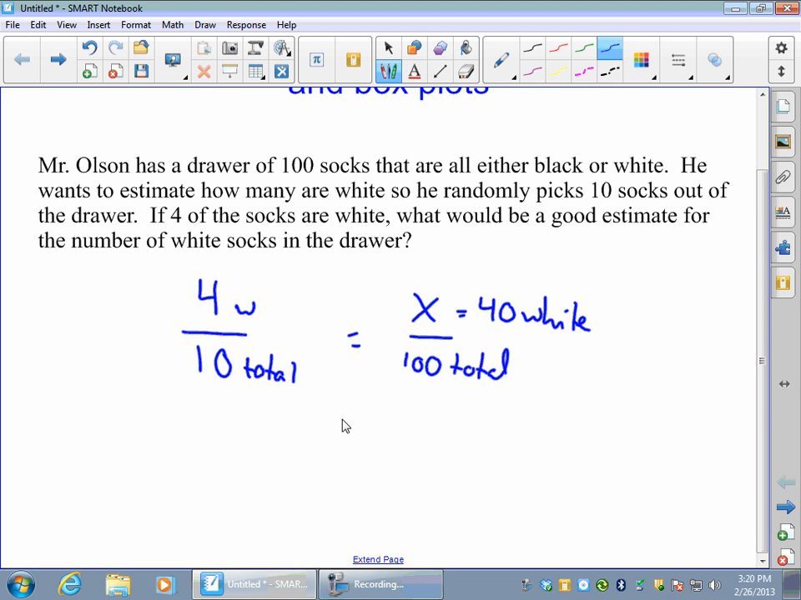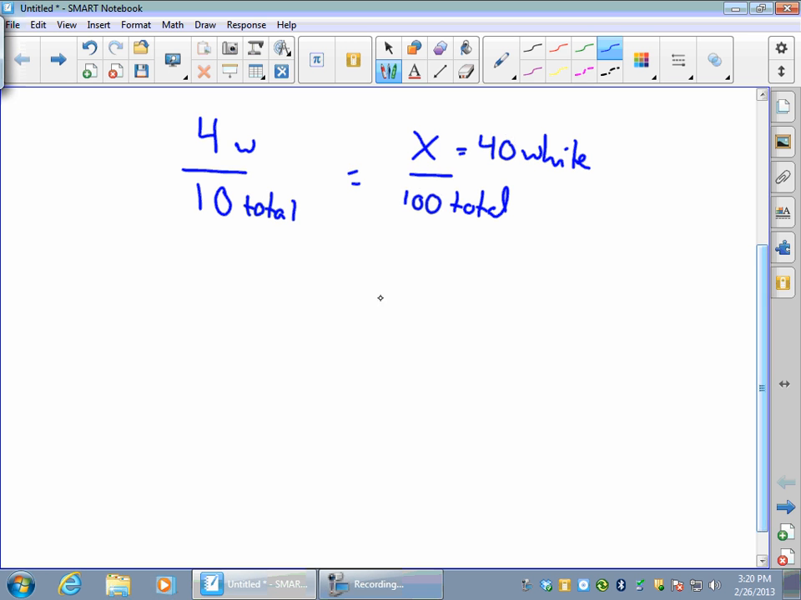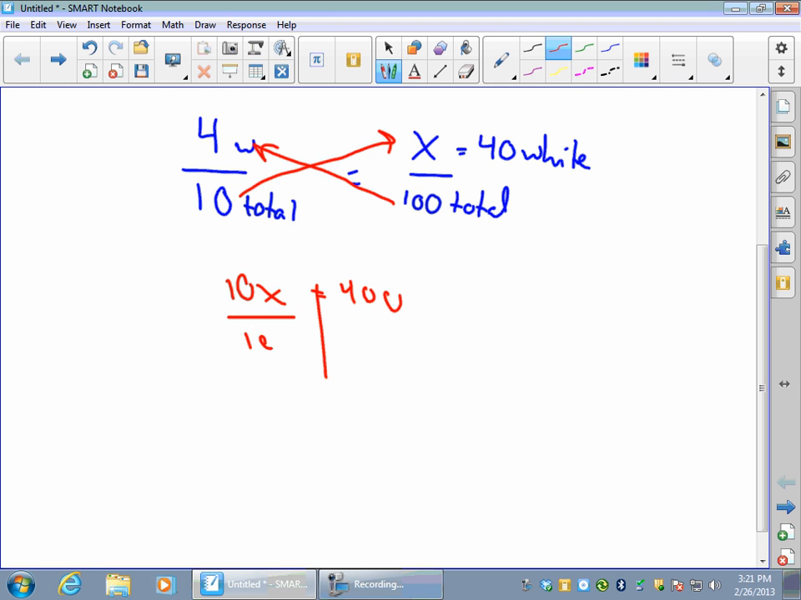Now, I will show you quick how you do that. Those of you that don't remember cross multiplying and dividing, I do this bottom times that top, so 10x. Then the other bottom with the opposite top, 400. And then this is multiplication, so I need to divide on both sides. And I divide by 10, and x is 40. That's one way to get to 40. Or like I said before, 10 times 10 is 100, so I do 4 times 10, that's 40.